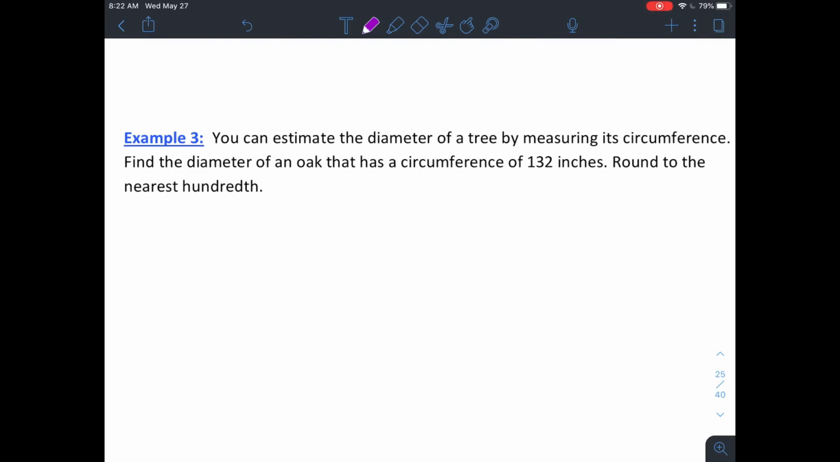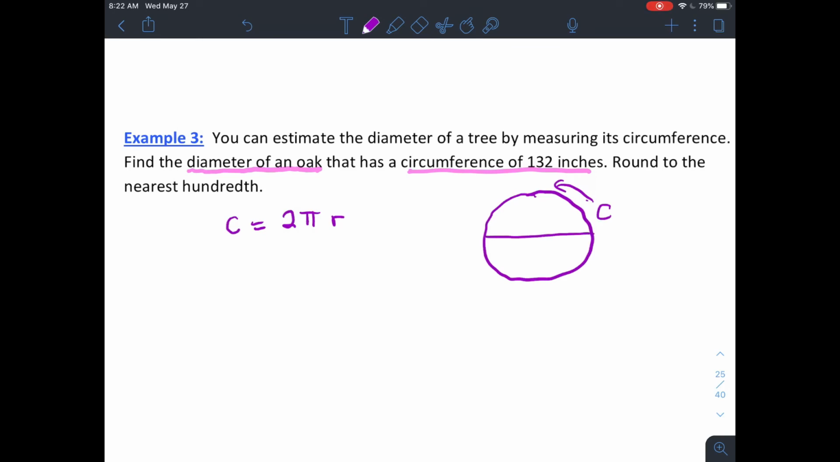Alright, word problem, everybody's favorite. So you can estimate the diameter of a tree by measuring its circumference. So we want to find the diameter of an oak that has a circumference of 132 inches. So from your geometry days, you know circumference of a circle is 2 times pi times r. So here's my circumference of my tree trunk going around the outside. And then 2 pi times my radius gives me my circumference. We're actually looking for the diameter, which is all the way across instead of just halfway, which we'll deal with later. So I could solve this for r by dividing both sides by 2 pi.